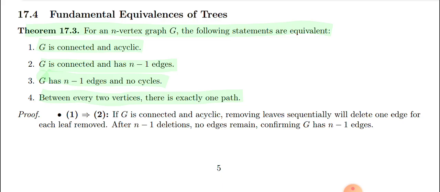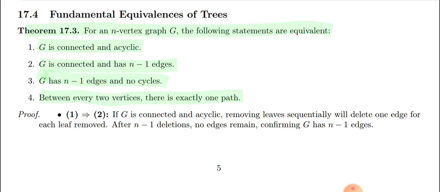All right, let's list them out carefully so we can all work through them. We'll start with the one we already know. Number 1. G is connected and acyclic. This is our standard definition. Number 2. G is connected and has n-1 edges. This is a property based on, well, numerical efficiency.